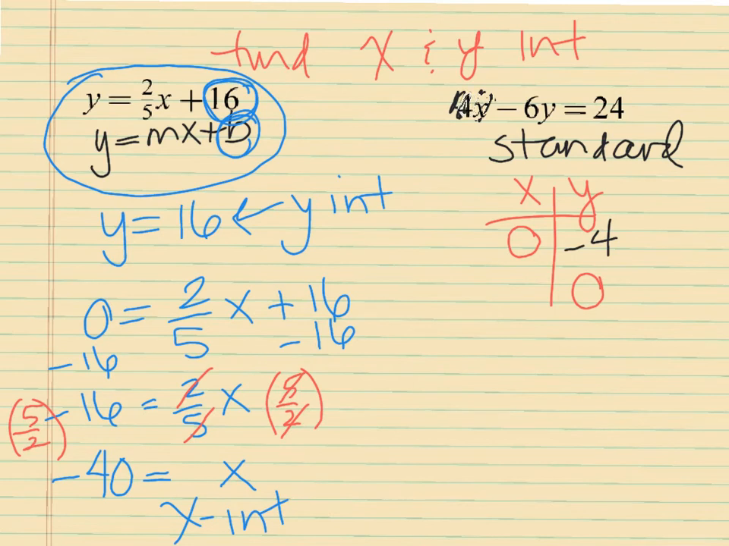Oh good, I can erase. This is good news, because I'm going to do the same thing when y is 0. This whole thing goes away, right? 6 times 0 is 0. Divide by 4, and here I get 6. So I've easily found my x-intercept and my y-intercept quickly and efficiently.